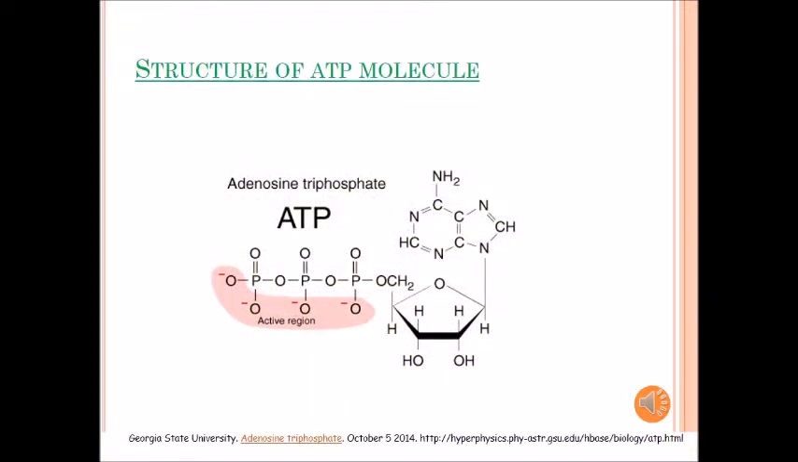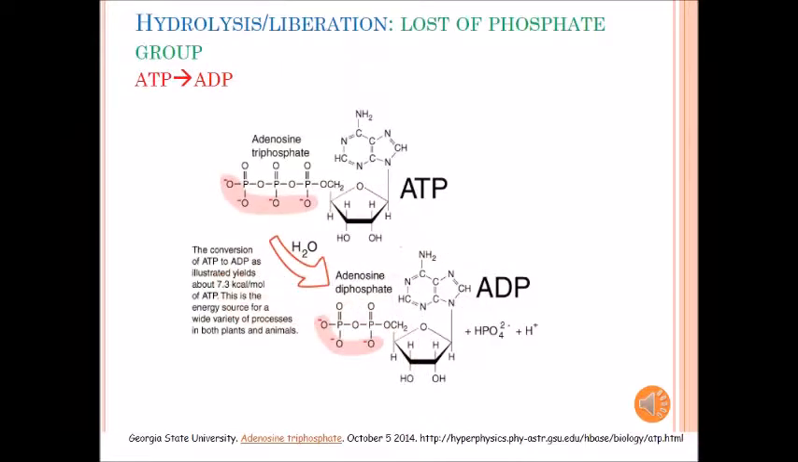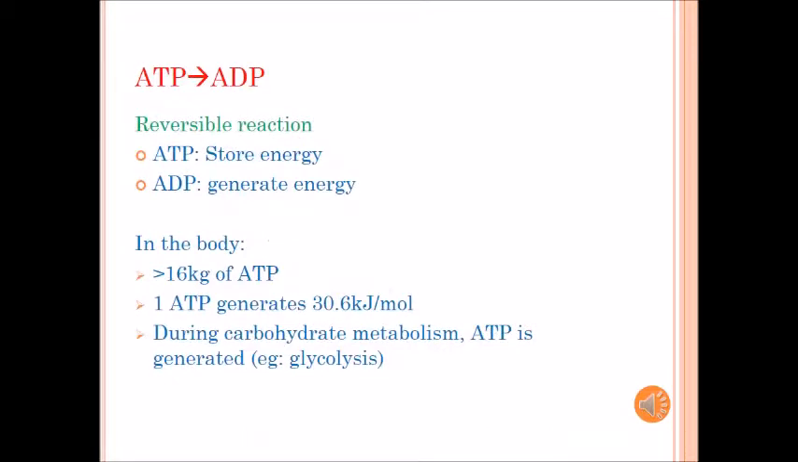This structure, or ATP, is responsible for giving migratory birds and non-migratory birds the energy required for them to fly. This diagram shows the breakdown of ATP to yield ADP with 7.3 kilocalories per mole of energy. The following shows ATP to ADP, which is a reversible reaction.